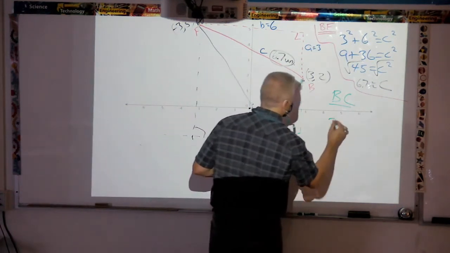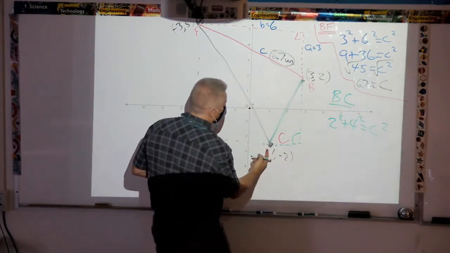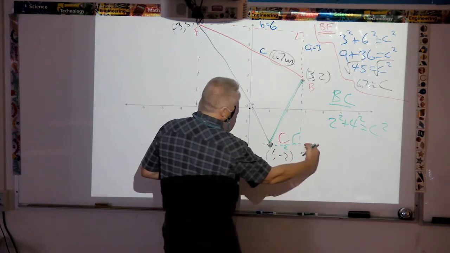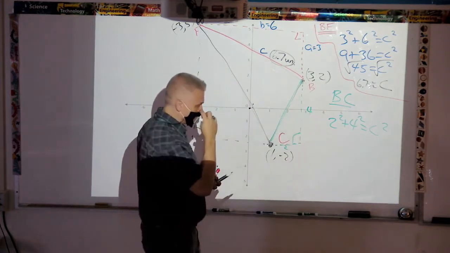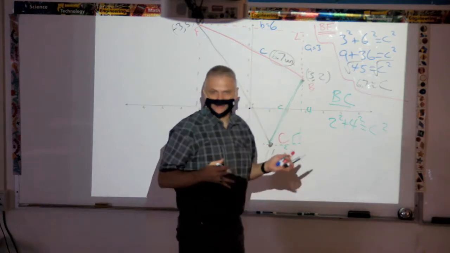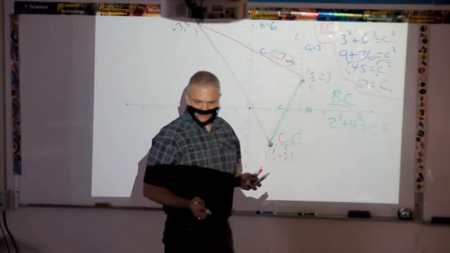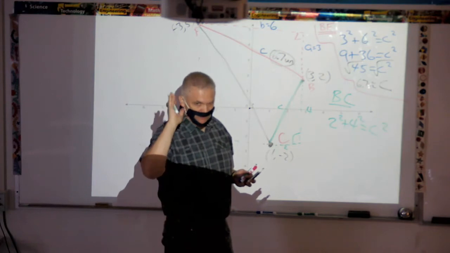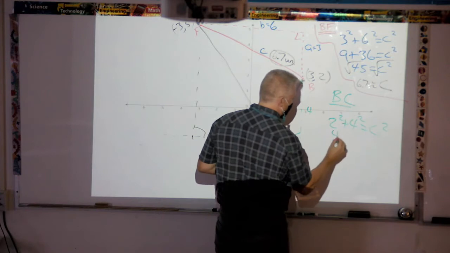2 squared plus 4 squared equals 6 squared. So from 1 to 3 is 2. And from -2 up to 2 is 4. I like it. So we have a 2 and a 4. And then this is our C for this triangle, the green one. 2 squared plus 4 squared is 4 plus 16. I like it. 20.